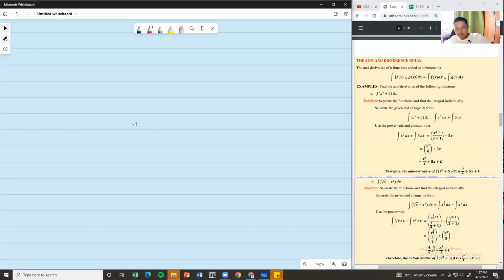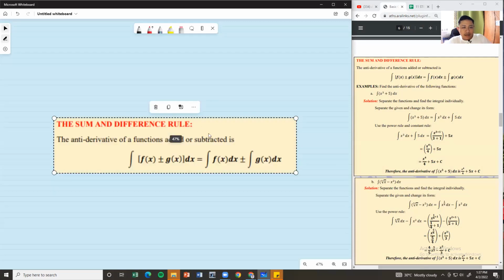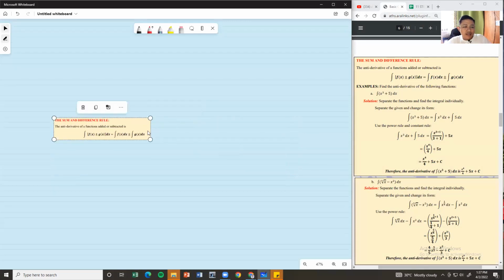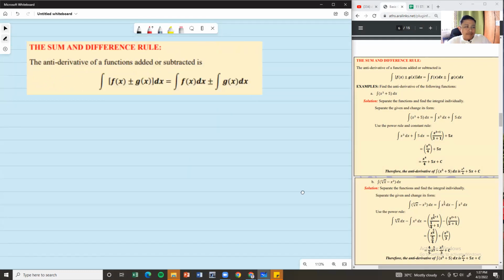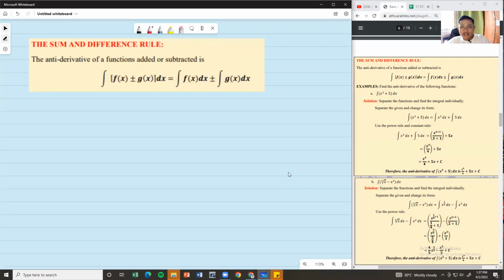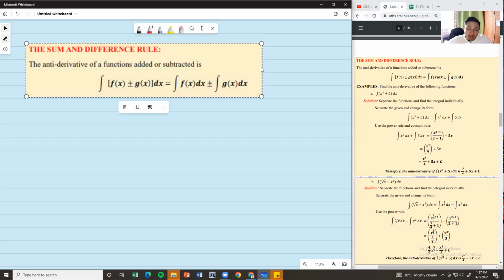Ayan, pinagsasama-sama lang, ginagawang buo. Actually, we already did this at the start. If you can still remember, when LJ and Bryant suggested the process on how to do this, that's actually the sum and difference rule kapag naging buo na yung ating mga given. Let's have an example here.